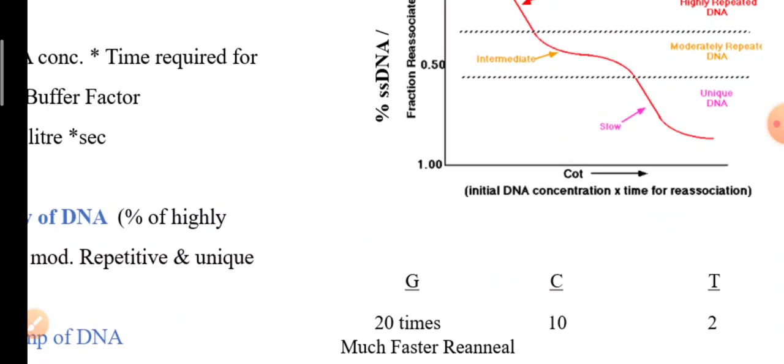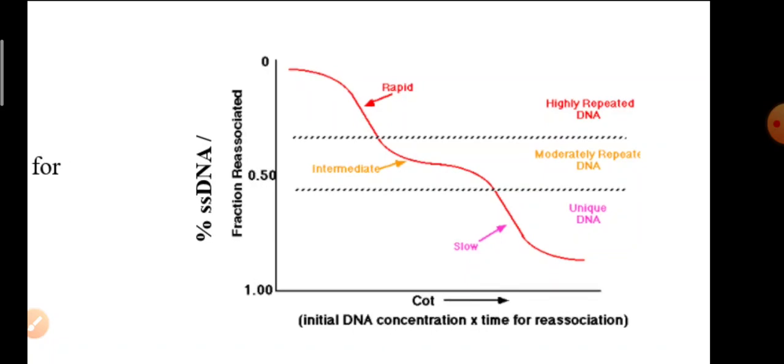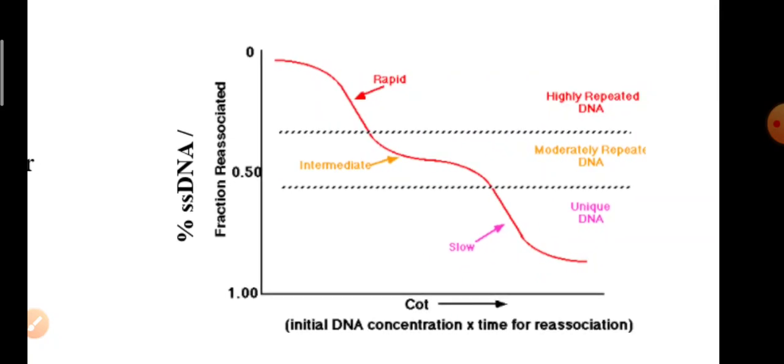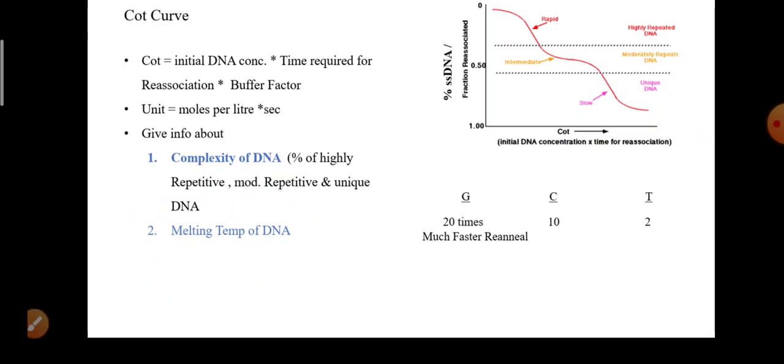And if we observe the curve very carefully, on the y-axis there is the percentage of single stranded DNA. At the initial time it is very high when we start the renaturation process, and as time progresses, a rapid rate of reassociation occurs in the case of highly repetitive DNA. But an intermediate rate occurs in the case of moderately repetitive DNA, and in the case of unique DNA, it is very slow. And this type of information we can get from the COT curve.